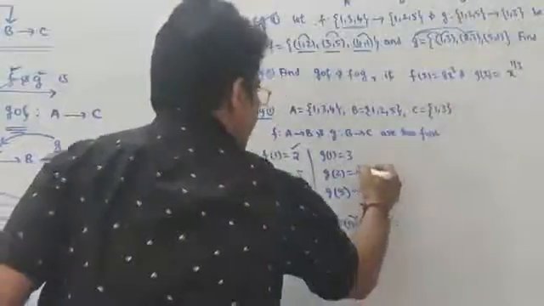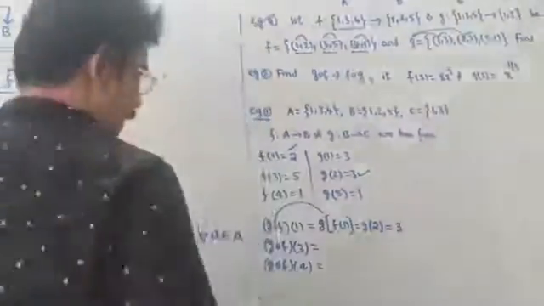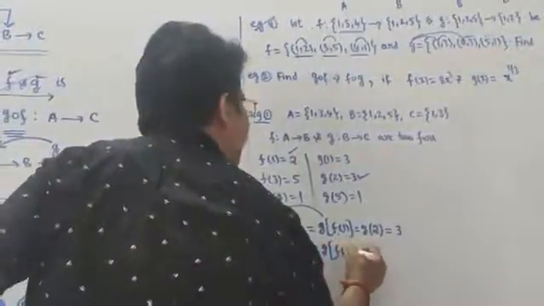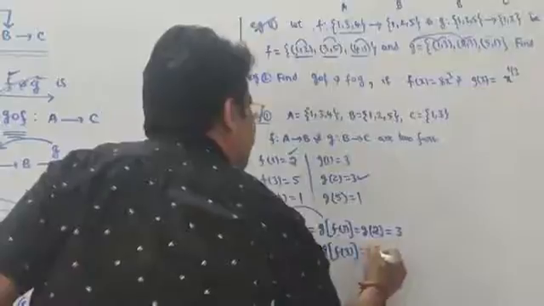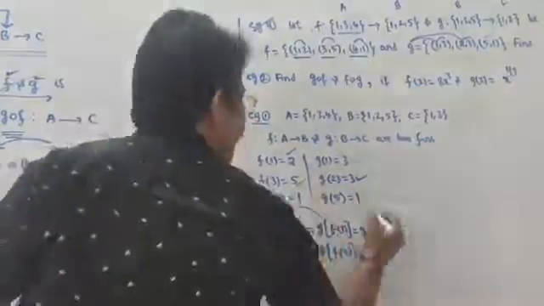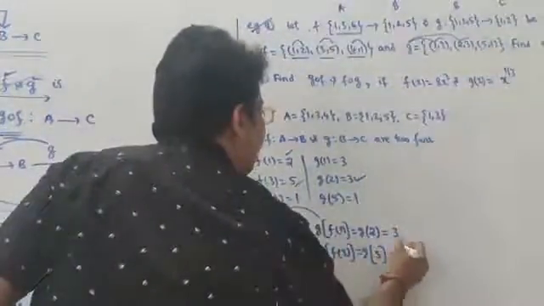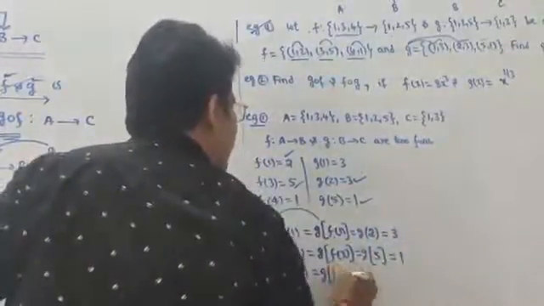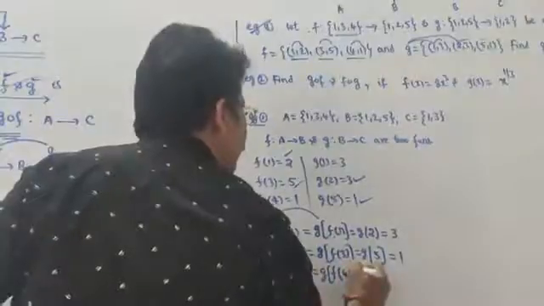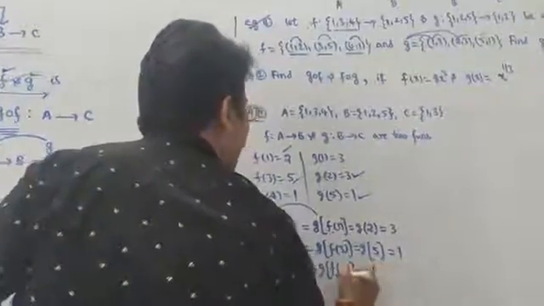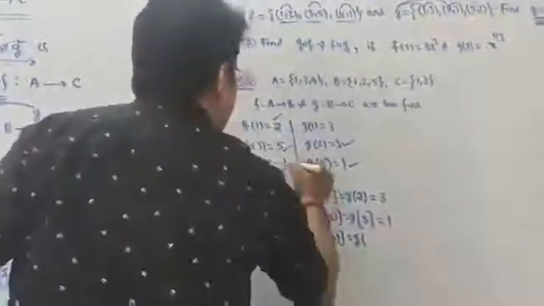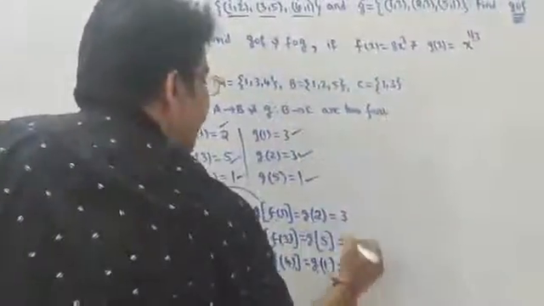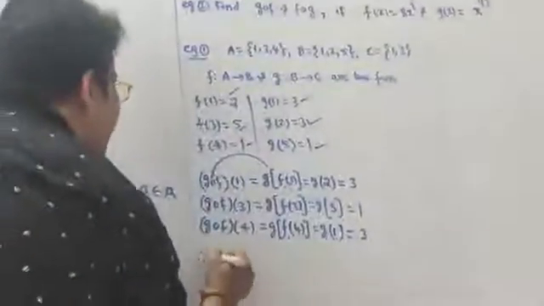Next, G of 2 is what? 3. So the answer is 3. Next, similarly, G of F of 3: F of 3 is what? 5. But G of 5 is what? 1. Next, G of F of 4. F of 4 is 1. But G of 1 is what? 3. So therefore we can write like that.